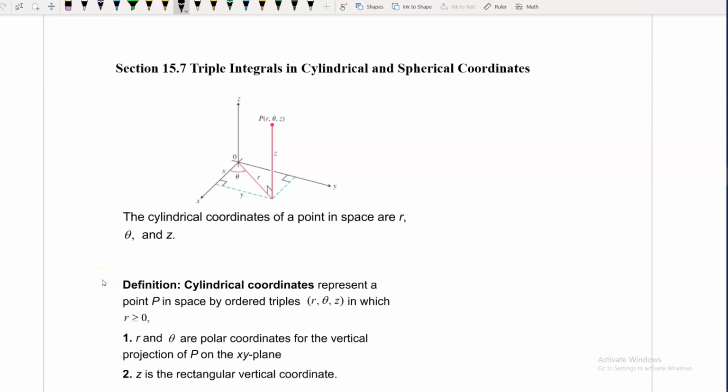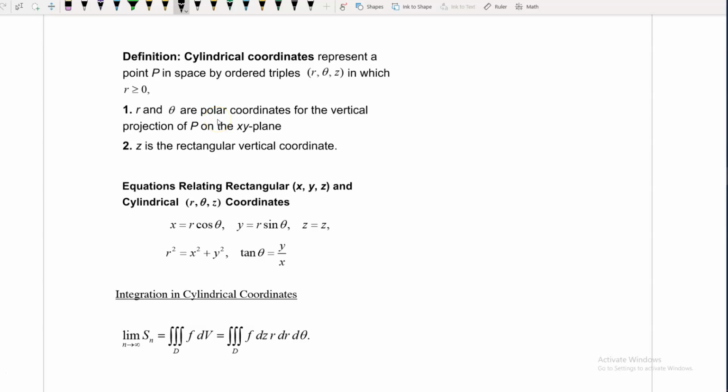Hello everyone, here in this section we have triple integrals in cylindrical and spherical coordinates. So the cylindrical coordinates of a point in space are r, theta, z. Definition: cylindrical coordinates represent a point P in space by ordered triples r, theta, z, in which r is greater than or equal to 0. r and theta are polar coordinates for the vertical projection of P on the xy plane, and z is the rectangular vertical coordinate.